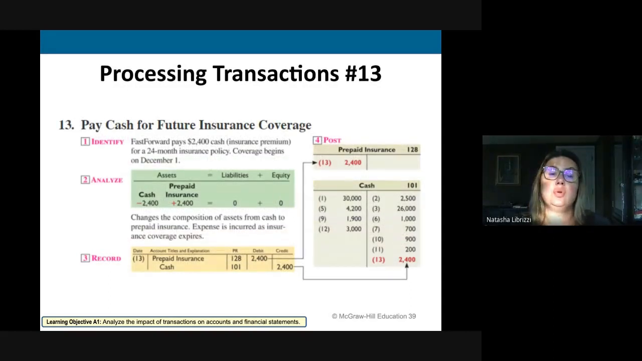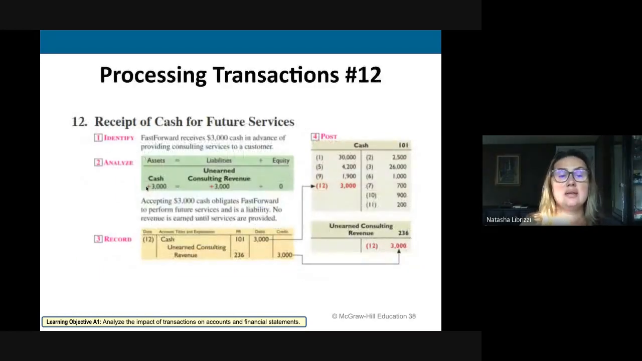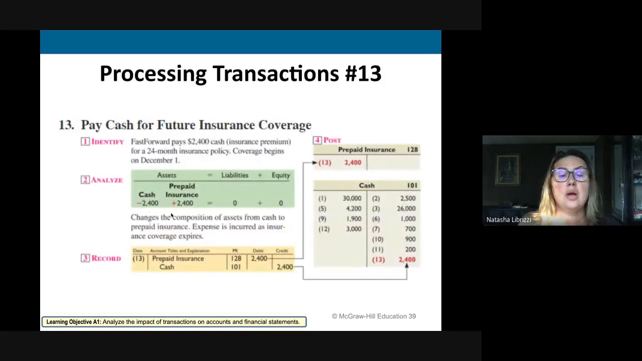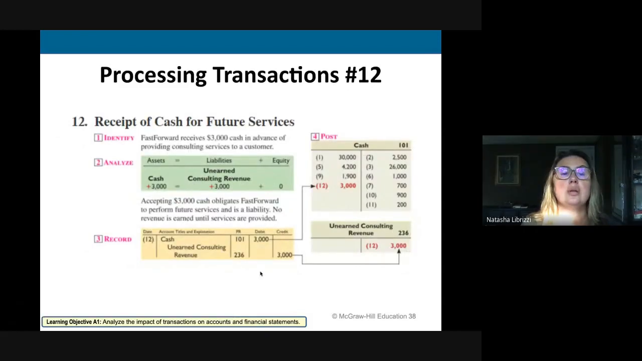Pay cash for future insurance coverage. I mentioned that one as well. We have a prepaid insurance. So we're going to increase our asset of prepaid insurance, and we're going to decrease cash that we just paid. So we're going to increase, which is a debit, the asset prepaid insurance, and credit cash for making the payment. And we're going to post each of them individually.